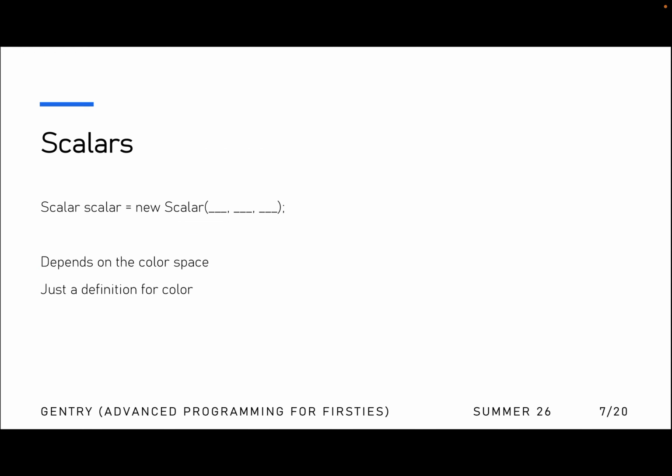So what is a scalar? A scalar is defined like this, where we have three different values in the scalar, and it all depends on the color space. If it's for RGB, the scalar would include an R, a G, and a B. If it's for HSV, you guessed it, that's what the three are. It's literally just a definition for color. Many times for color thresholding, as we'll see later, sometimes we have a low threshold and a high threshold, so we can take all colors in between. And these are both scalars.